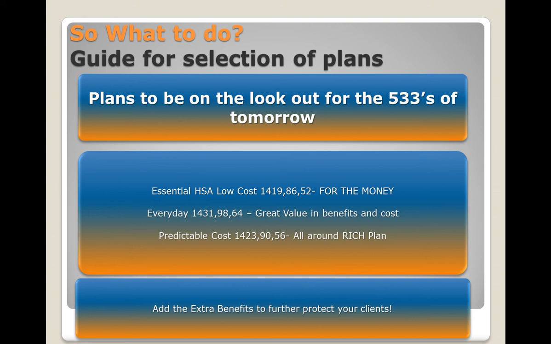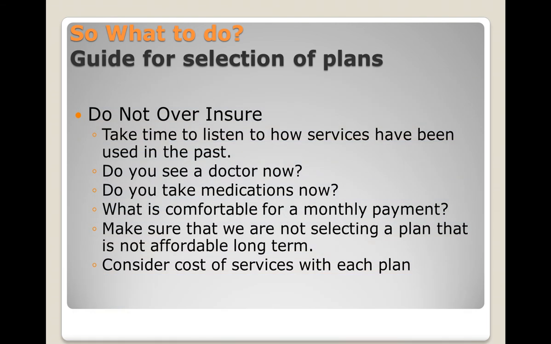And then our predictable cost plans all around. It's our rich plan. A lot of us that have been working really hard on the 533s, 34s, 35s. If you sold Blue Cross before, you know that there was only a handful of plans that we ever really talked about, and then there'd be some, obviously special, unique situations. And these plans that I've just talked about here are really going to be those core grouping of 9 plans that you're going to focus on. And know that the variables of 31, 98, 64, 86, 52 on the essentials, those are just network variables.